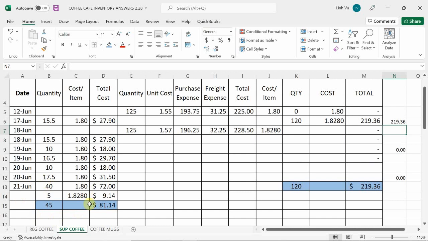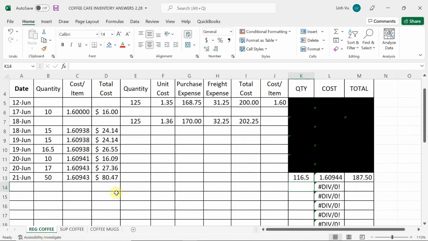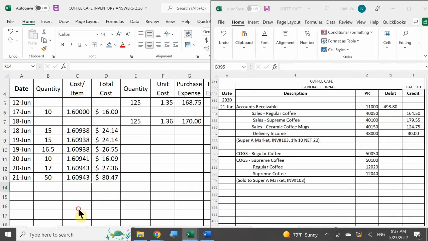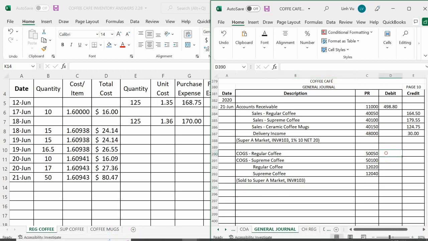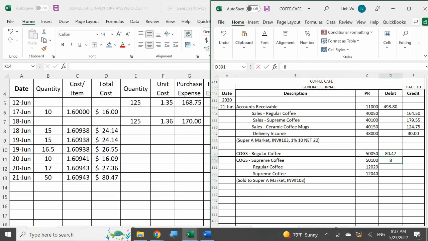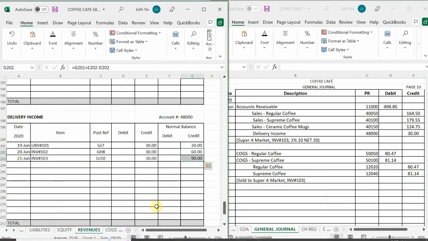Because it cost me $81.14 to sell 45 pounds for my Supreme coffee, and it cost me $80.47 for my regular coffee. Okay. 80.47, 81.14. Okay, and I sold to Super A Market. So let's go ahead and do our ledger now because we need to update my inventory.